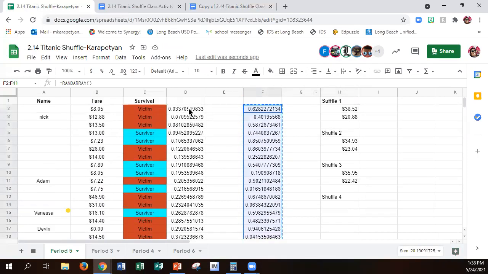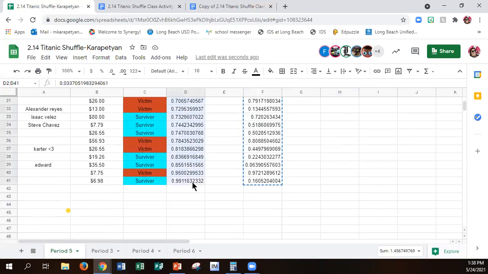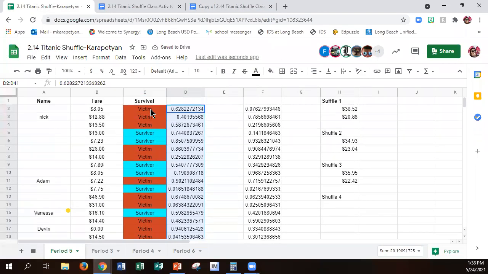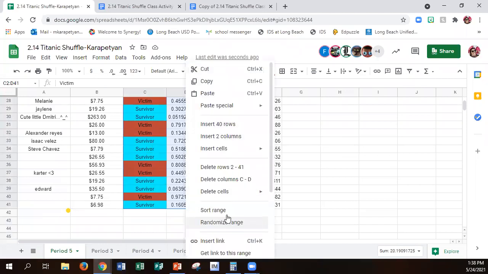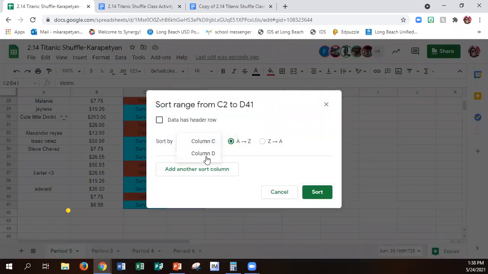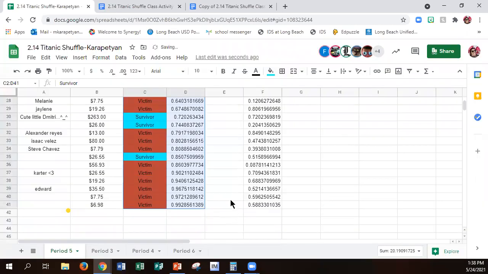Copy. Paste. See the amazing things we can do with Excel. Okay, we're gonna start column D. All right. Dang it, Dimitri's still surviving.